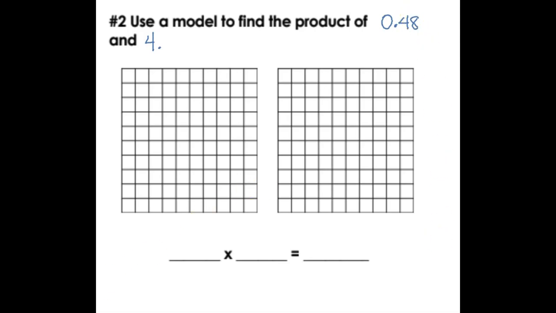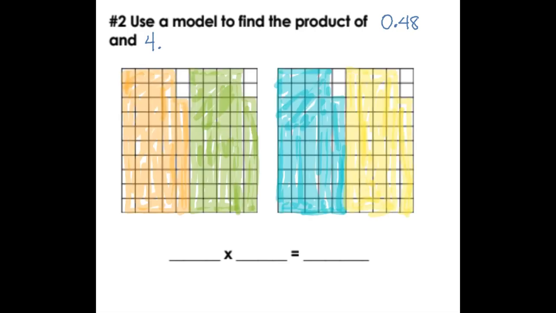I'm going to pause the video and I'm going to color this in on here. While I'm doing that, pause the video and see if you colored in the correct way on your paper. Okay, I'm back. Did you get it colored in like this? So you can see I have 4 different colors because I'm multiplying 48 hundredths, or if you think about this, I have four piles of 48 cents.